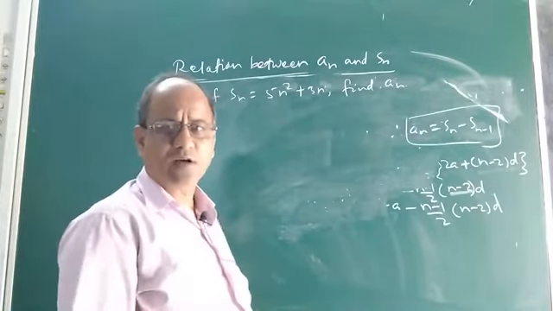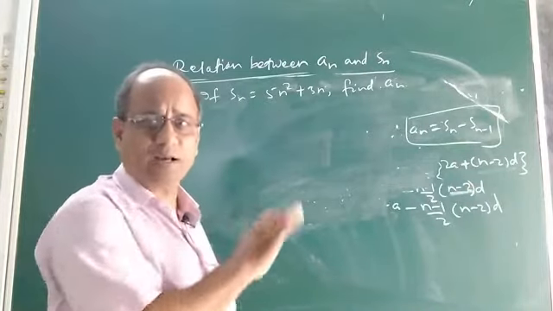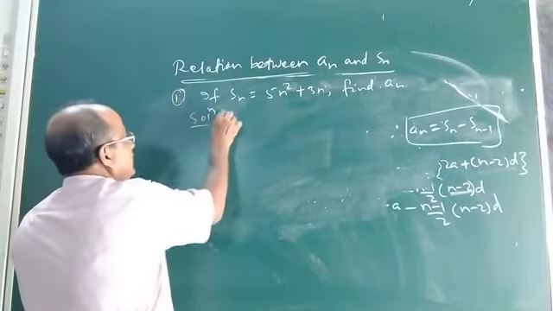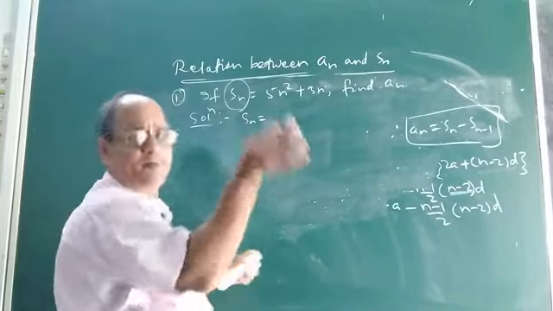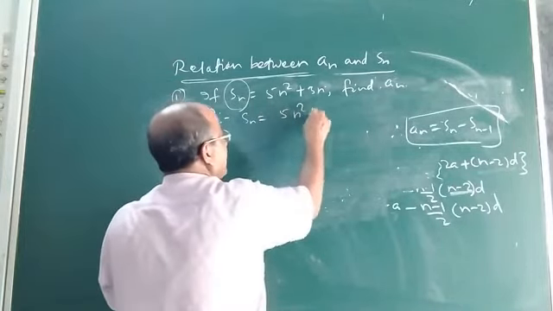Now I just discussed the formula. What is the relation between Sn and An? So we can use this formula directly. See how to solve it. Here we are given Sn. Sn means the sum of first n terms of the AP. It is given to us by the expression 5n square plus 3n.